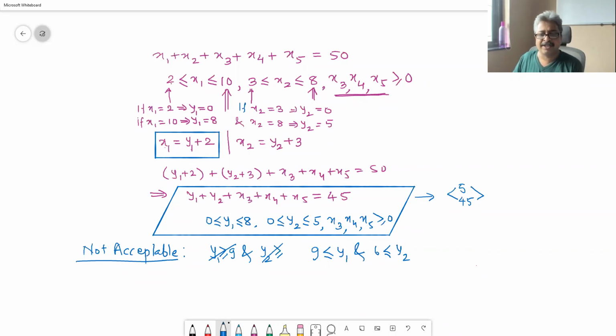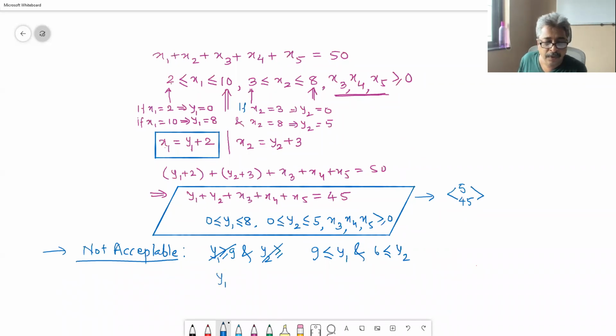Is that correct? And x3, x4, x5 we need not worry about. Their lower and upper bounds are comfortable. So these are the additional conditions that we have got. Now we have converted it into a lower bound condition, and we are saying that this is not acceptable.